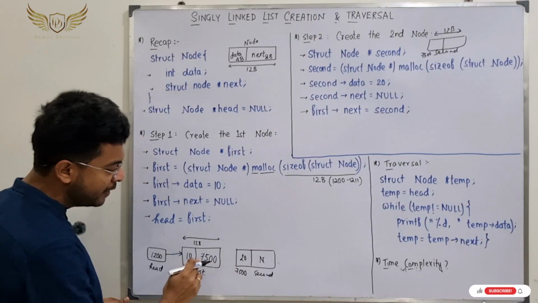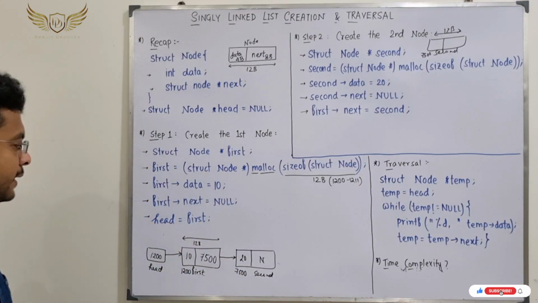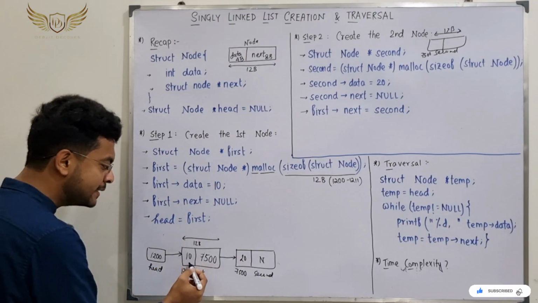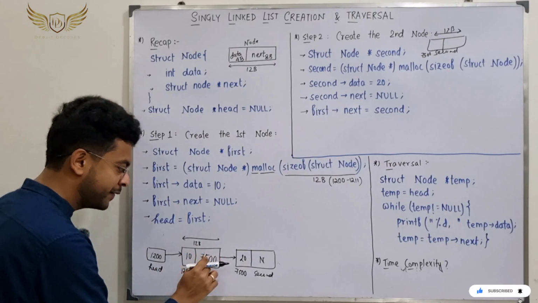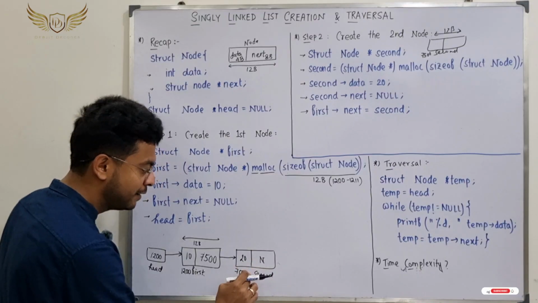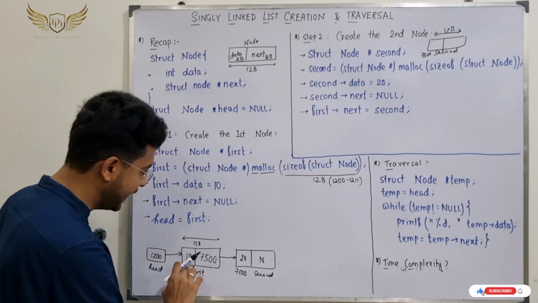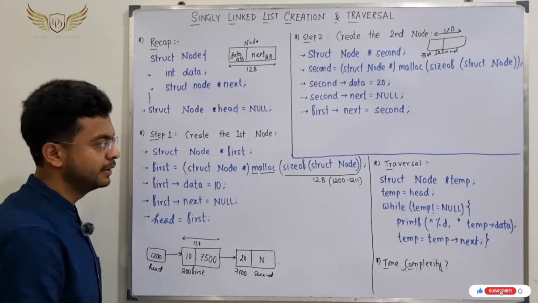So whenever you are saying 7500, there is a link. What is the meaning? The first node is holding 7500. What is 7500? 7500 is nothing but the address or the memory location of this second node. So it is saying that go to this and you find this.